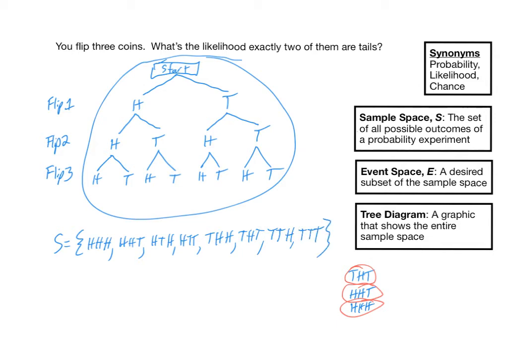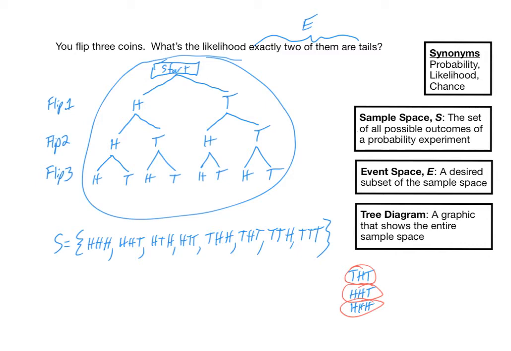We've now created the entire sample space for this probability experiment, and I'm confident that we've not repeated anything or missed anything because we went through it very systematically by using this tree diagram. Once we know what the sample space is, we then need to focus on a subset of the sample space known as an event space. The event space E is a desired subset of the sample space. And what we desire in this particular case is we want to know what's the likelihood of getting exactly 2 tails. So this is our event, getting exactly 2 tails. So let's go through the sample space and find out which outcomes satisfy the condition.